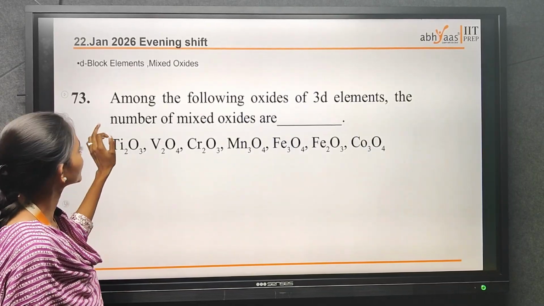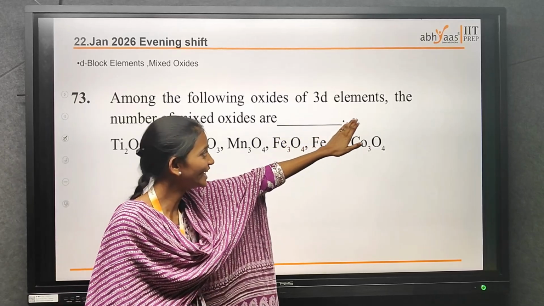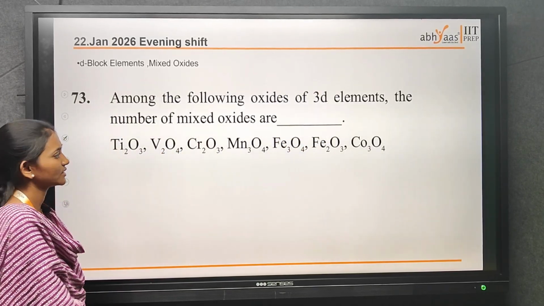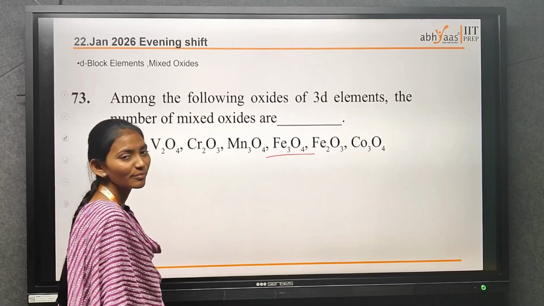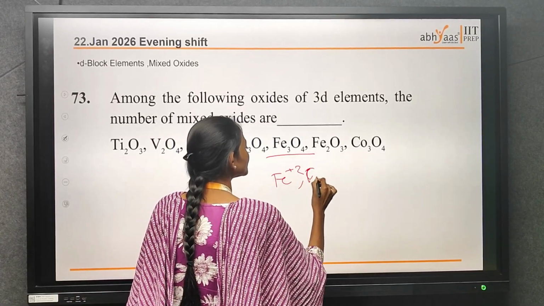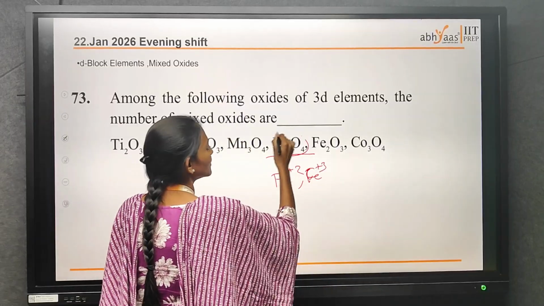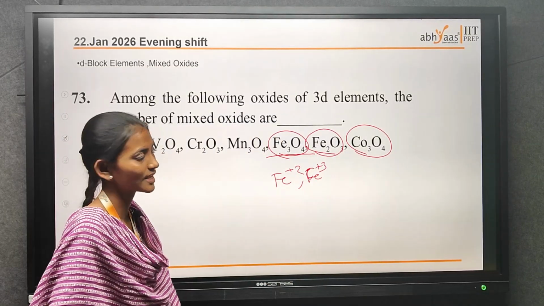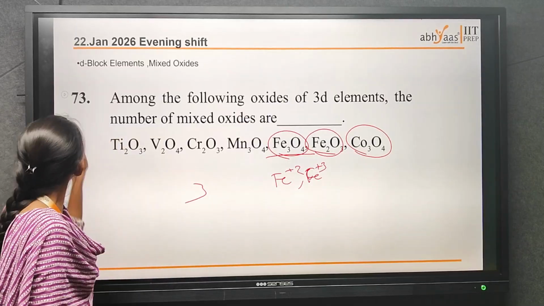Moving on to the next question: among the following oxides of 3d elements, find the number of mixed oxides. You know Fe3O4 means Fe plus 2 and Fe plus 3. So Fe3O4, Mn3O4, Co3O4, these all are mixed oxides. Hence the answer will be 3.